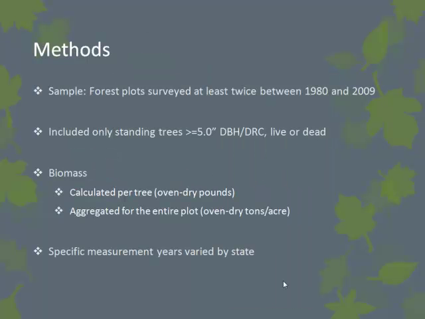Okay, so for the work that I'm presenting today, I restricted the FIA data set to plots that were sampled at least twice between 1980 and 2009. Within those plots, I only included trees that were at least 5 inches in diameter, either at breast height for timber species or at root collar for woodland species such as pinyon and juniper. Biomass is calculated on a per tree basis in oven dry pounds and then aggregated over the entire plot in oven dry tons per acre. And the specific measurement years varied by state.